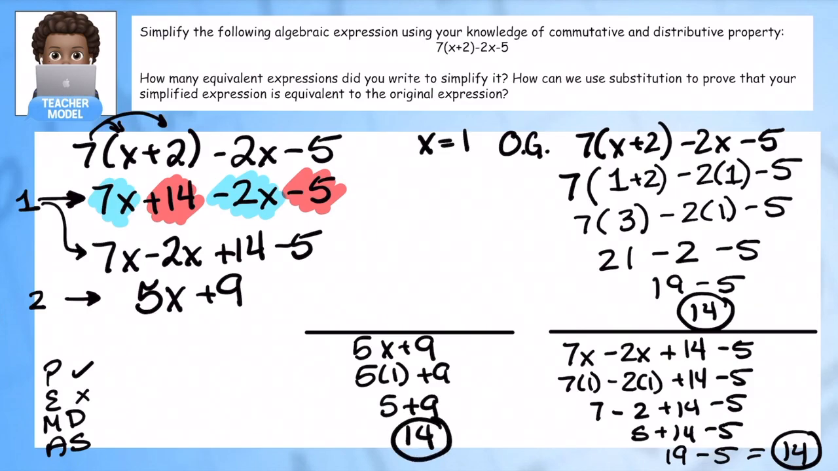Here we go. So we did it, Math Marvels. We used substitution to prove that they were all simplified and equivalent to the original expression. Hit pause so you can jot this one down into your notes.